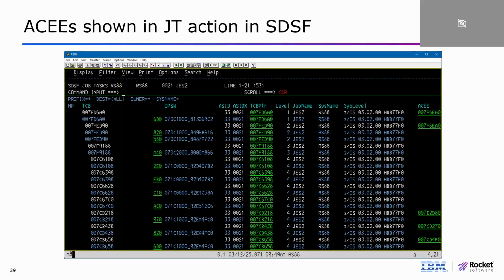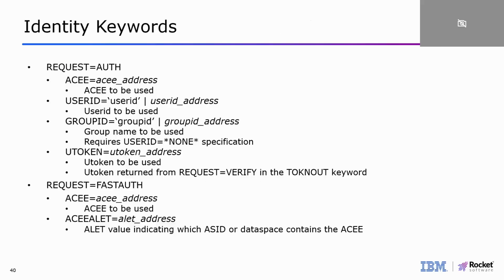Okay, so SDSF can show PCBs, and there's an ACE pointer here at the end. We've got some enhancements coming to that soon. What I wanted to get to really was how you would use ACE on a RACROUTE. So REQUEST=AUTH, you can pass in the ACE address. You could also pass in a user ID specification or a group ID specification or a user token specification. Okay, and then that can be used on your REQUEST=AUTH as well.